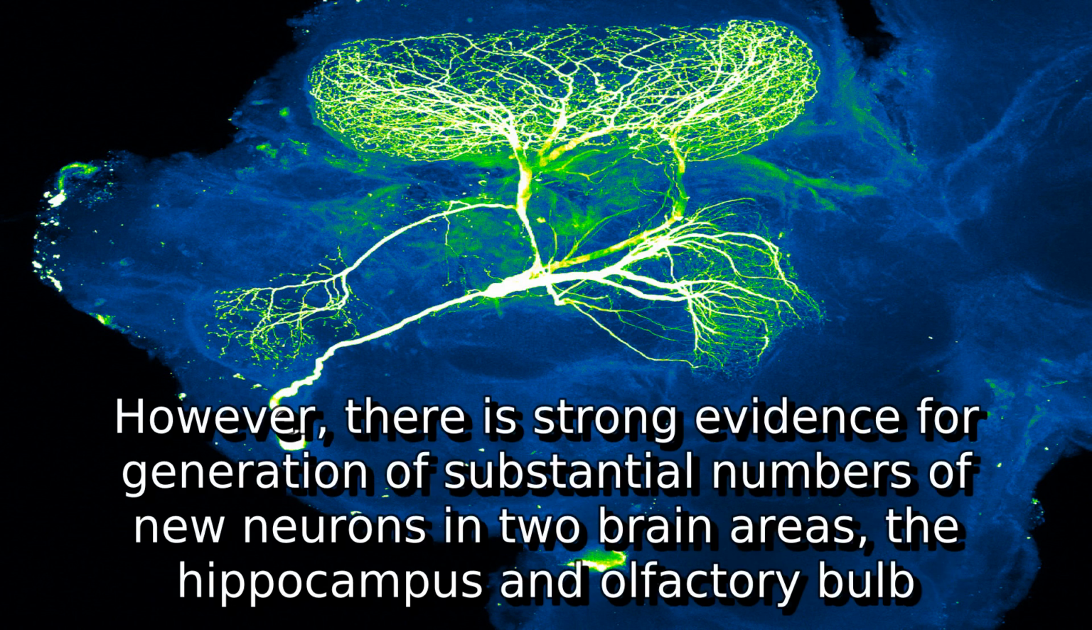However, there is strong evidence for generation of substantial numbers of new neurons in two brain areas, the hippocampus and olfactory bulb.